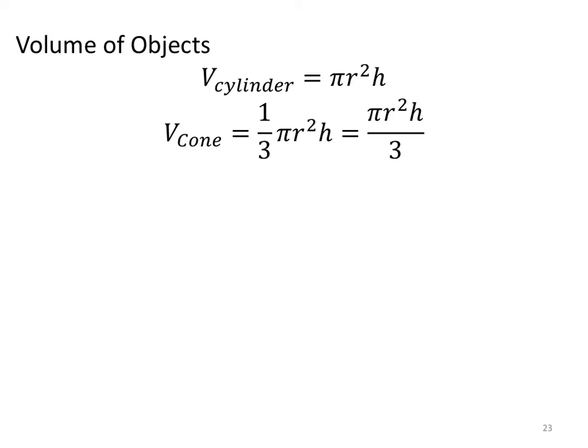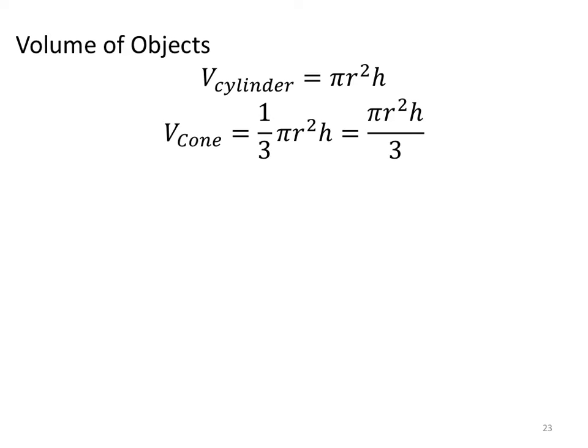So R for the cylinder and the cone is the radius of the circular part of the cone or cylinder. H is the height, which really is what gives the circle its depth. The only difference between a cylinder and a cone, you guys, is that a cone is just a third of a cylinder.